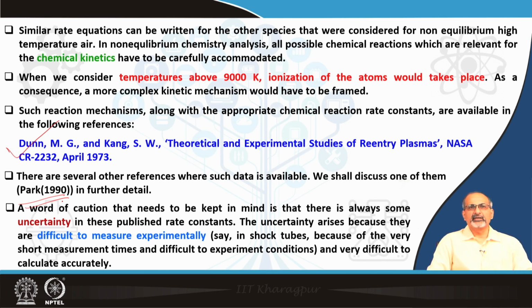A word of caution that needs to be kept in mind is that there is always some uncertainty in these published rate constants which are associated with high temperature chemistry. The uncertainty arises because they are very difficult to measure accurately using physical experiments. Mainly shock tubes are used for obtaining such data, but since they run for very short durations, obtaining reliable experimental data is always very, very difficult, and the accuracy of such data is questionable.